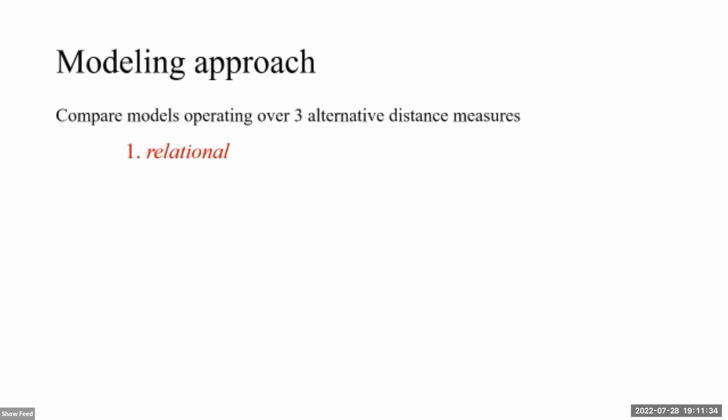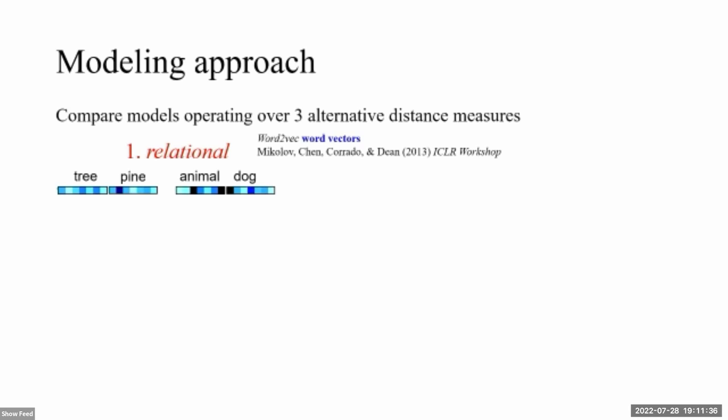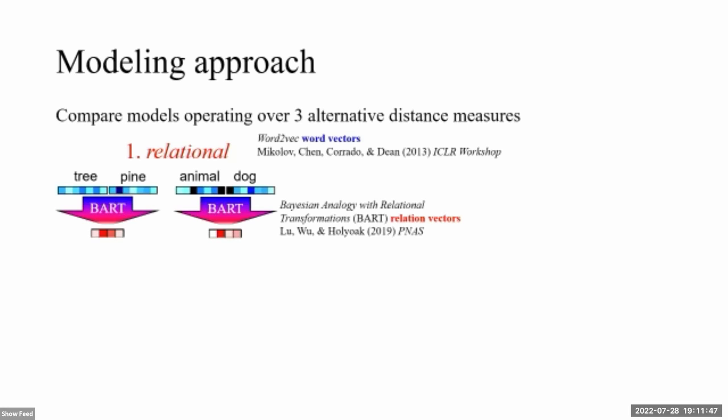So the relational measure involves representing the word pairs in terms of the semantic relations that they instantiate. This measure starts with word-to-vec vectors, which are just vector representations of individual word meanings. And what we do is we transform these pairs of words to relation vectors by a model that we developed in our lab, BART. And I'll go into a little bit more detail about this model in one of the upcoming talks.